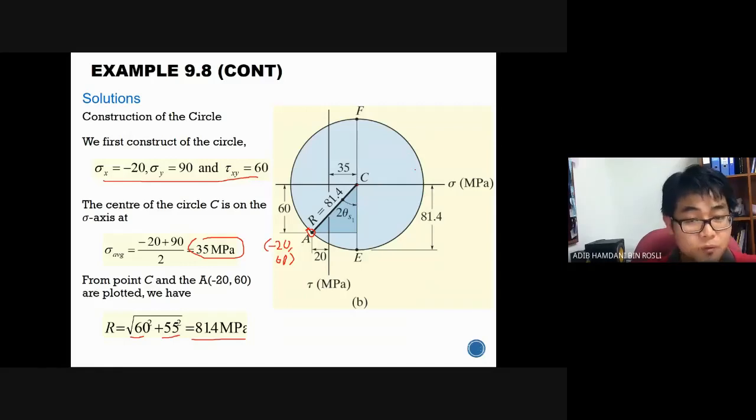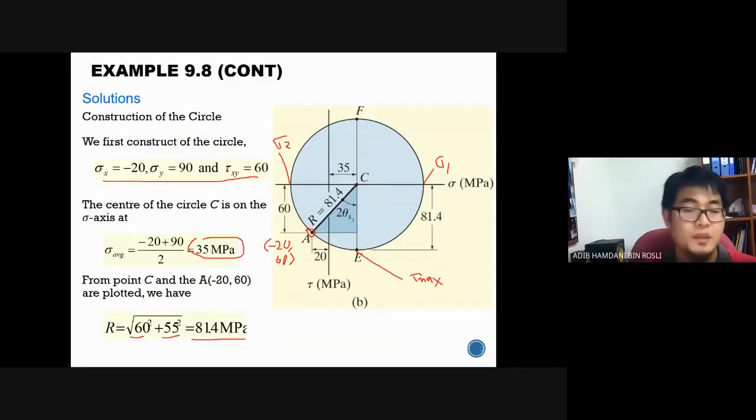You draw the circle. Of course, this is your sigma 1, this is your sigma 2, right? But here, if we were interested in your principal stresses, you would be interested in these. But now you are interested in this, which is the tau max in plane, right? So you rotate this from A, the reference point A, to E, okay?